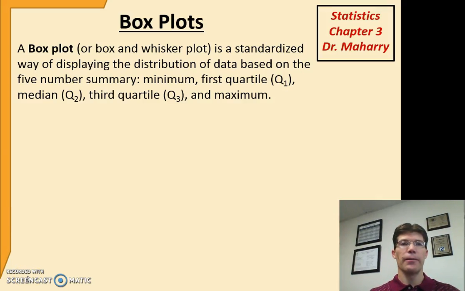In this video we look at box plots. Box plots are a graphical way to identify skewness in data and also identify outliers. Box plots, sometimes called box and whisker plots, are ways of displaying the distribution of data, and they use 5 numbers: the minimum, the maximum, the first quartile, the third quartile, and the median.